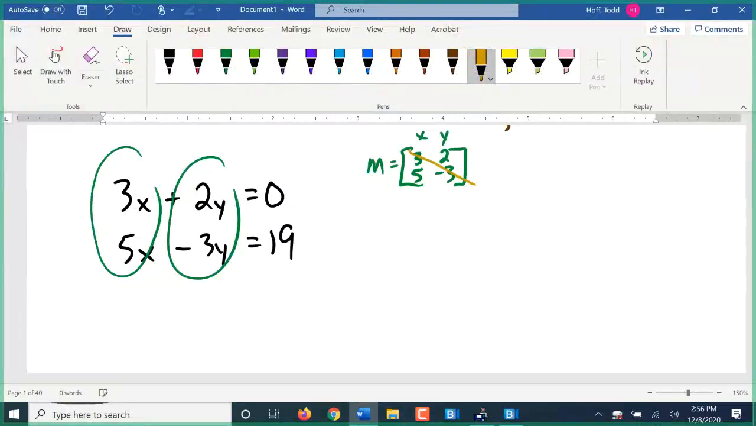So we do the determinant. 3 times negative 3 is negative 9. 5 times 2 is 10. Negative 9 minus 10 is a negative 19. Is the determinant of our base matrix.